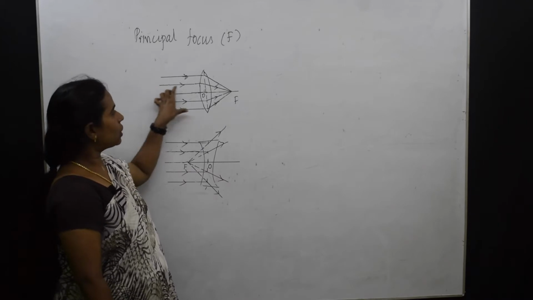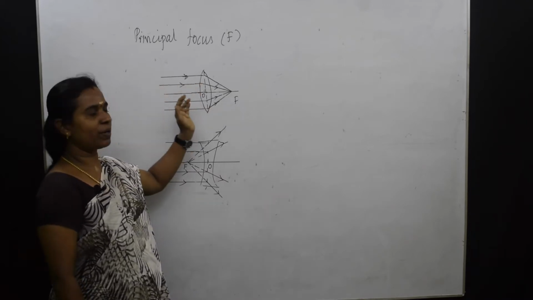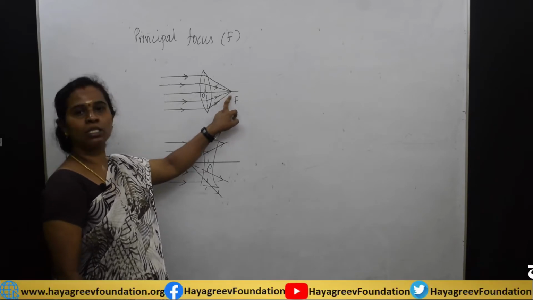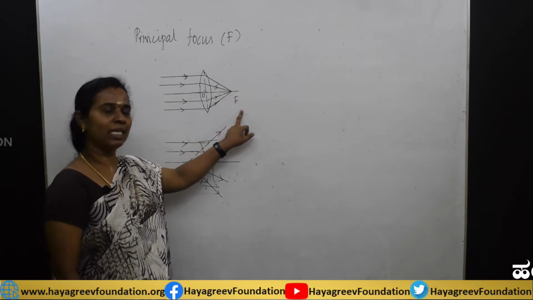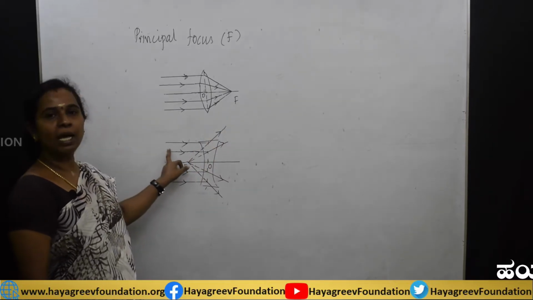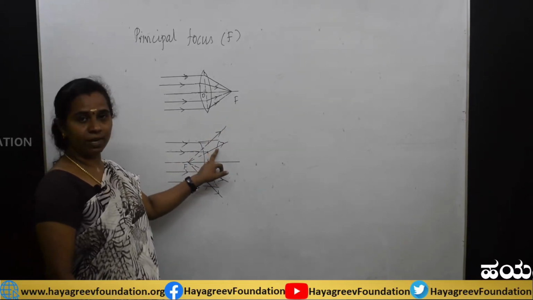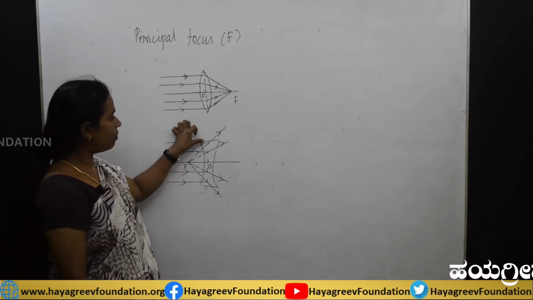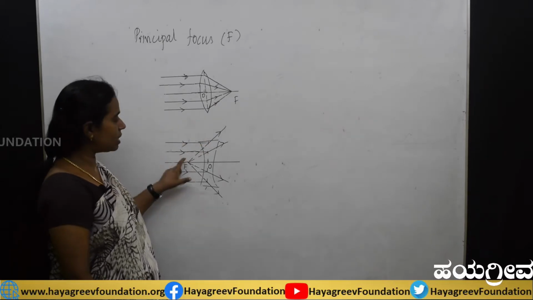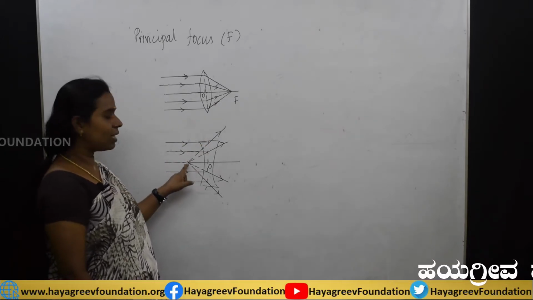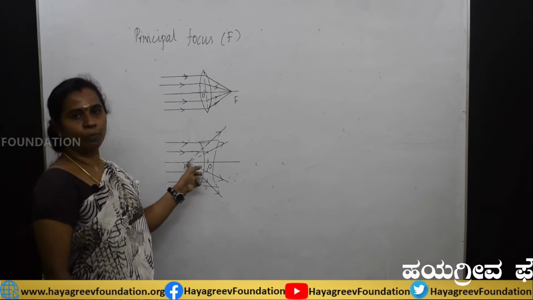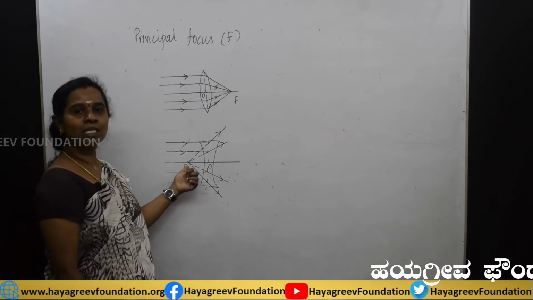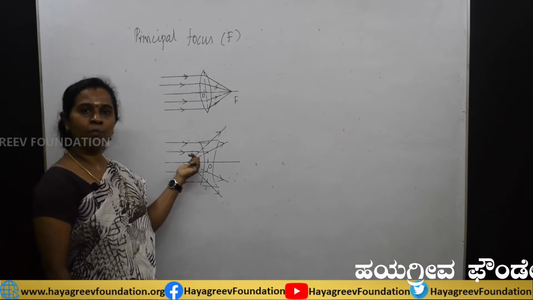Parallel rays fall on a convex lens. After refraction, the refracted rays are going to meet at one point. This point is called the principal focus of the convex lens. Likewise, when parallel rays fall on a concave lens, all the light rays get diverged. The diverging light rays, if traced backwards, meet at one point. All the diverging light rays appear to start from one point, appearing to diverge from one point. So this point is called the principal focus of the concave lens.